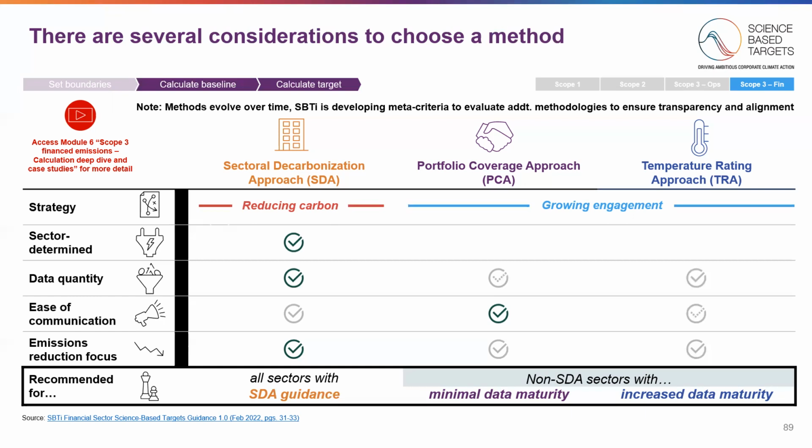However, one limitation of the portfolio coverage approach is that it tracks targets. It is possible that portfolio companies set targets, but still do not reduce emissions despite their ambition.